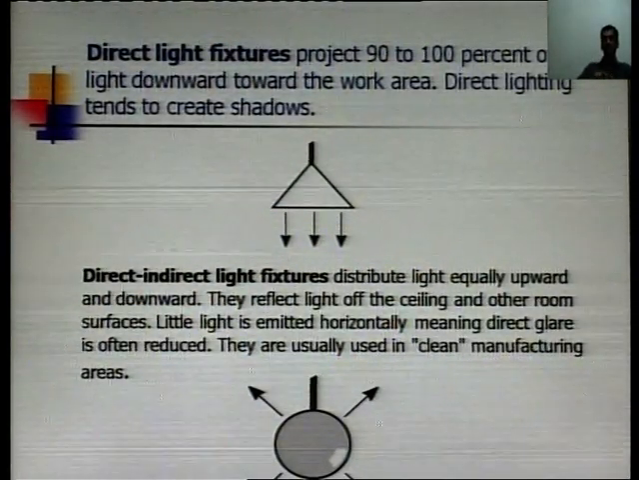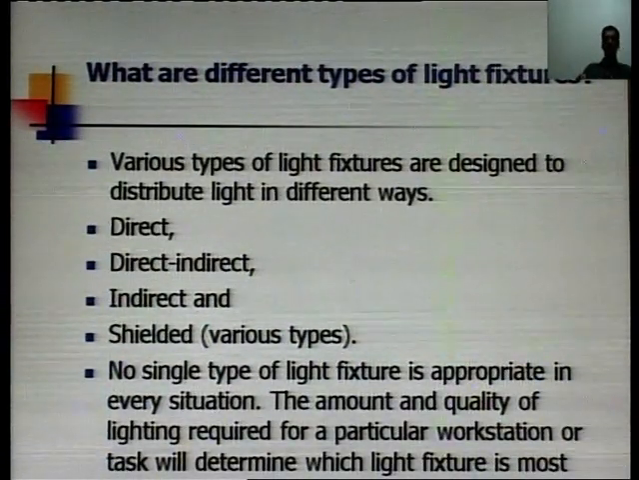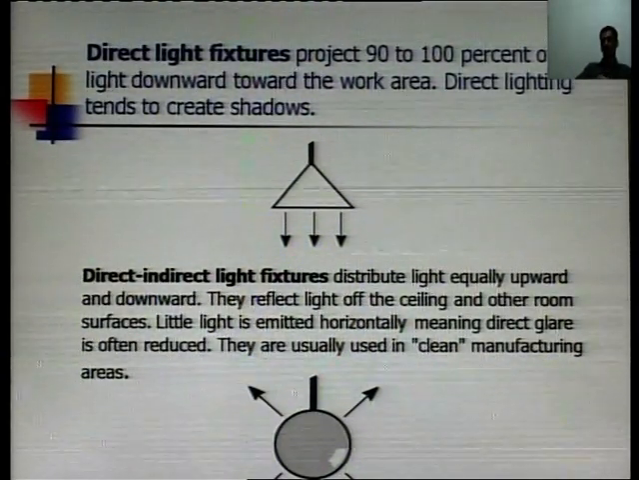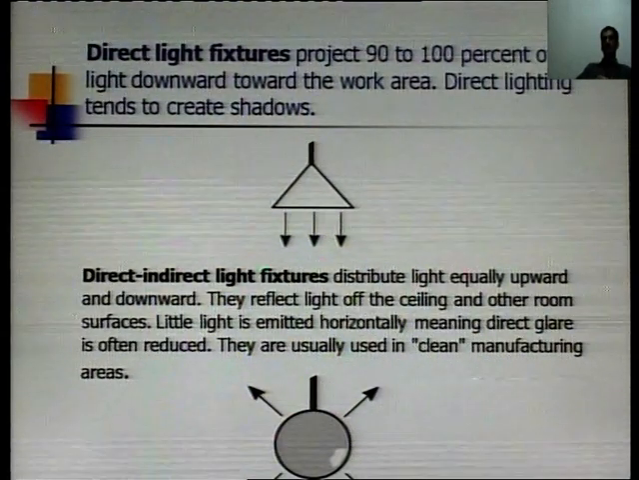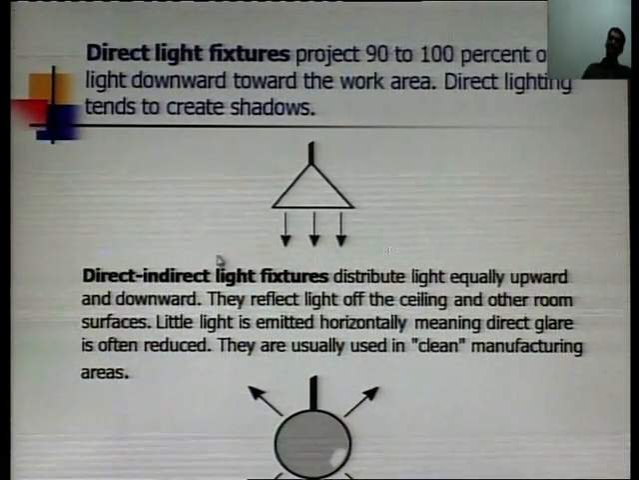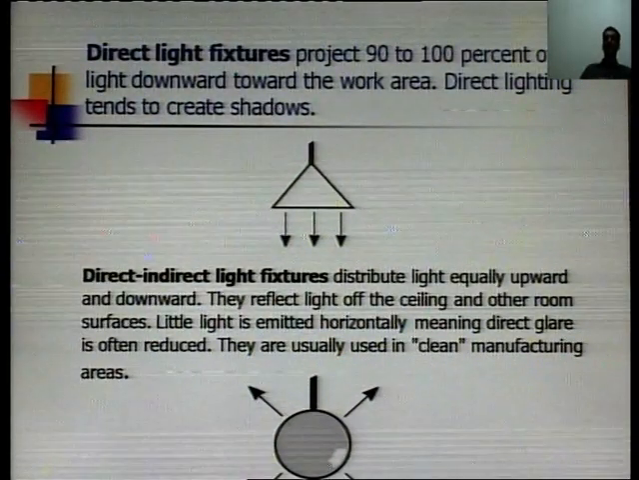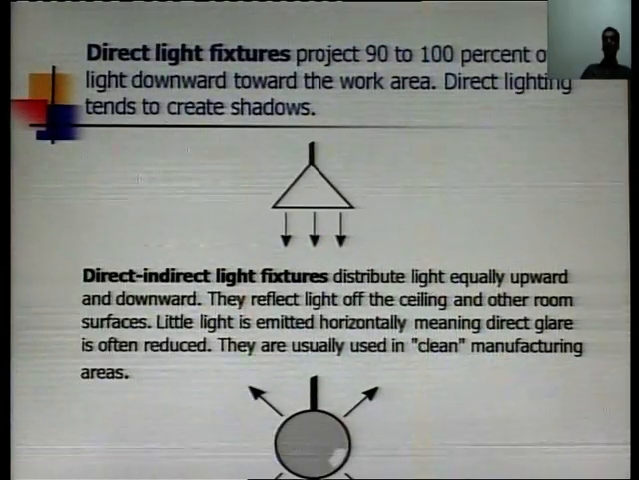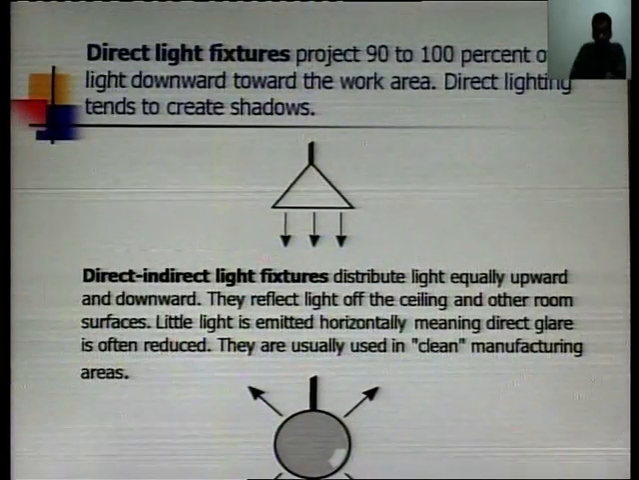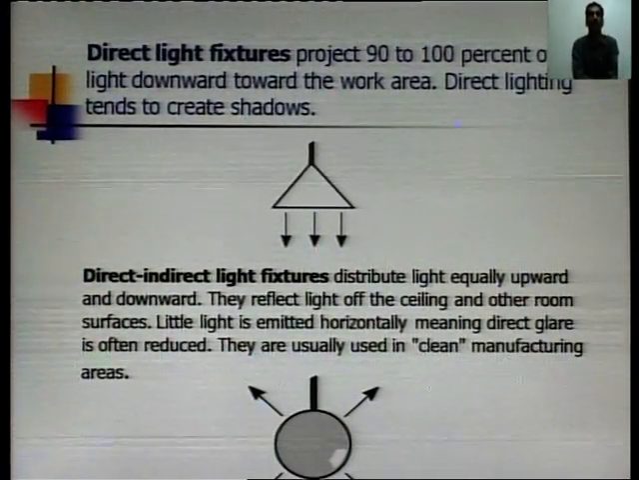Now we'll try to discuss the different types, as we have discussed: the direct, indirect, and the shielded ones. The first one is direct light fixtures. Direct light fixtures are direct lighting which tends to create shadow. This kind of light is put up in the ceiling, maybe a tube or a CFL or any halogen kind of bulb, directly over your head, and it creates more of a shadow.